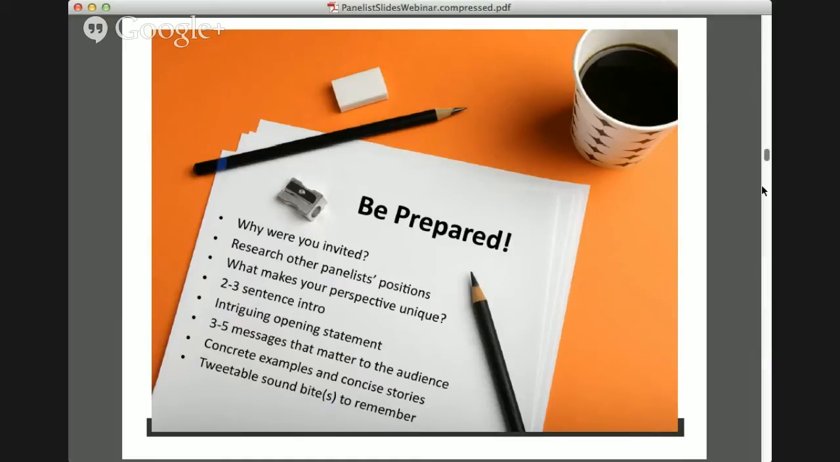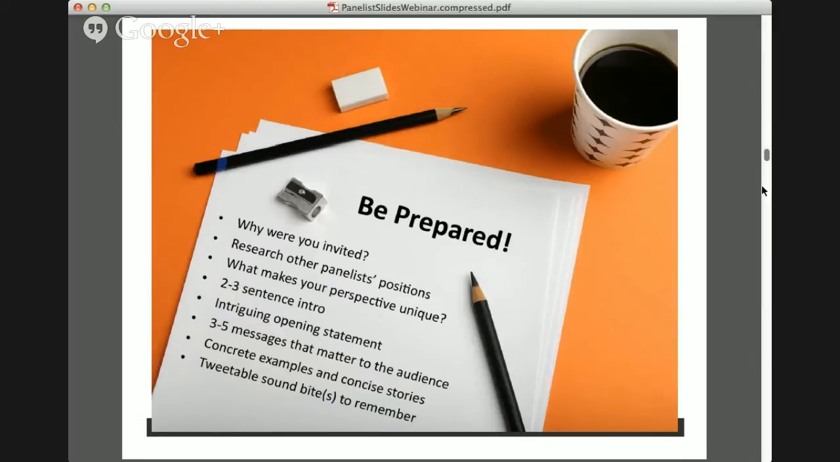Now, one of the things that I like to do is send out an email to the panelists. And as a panel moderator, I like to get a sense for what are the panelists' positions and what makes their perspective unique. And I actually send that to all of the panelists. And I say, please send me your key talking points. What makes your perspective unique? What's your position on this topic? And then also, could you send me a 2 or 3 sentence intro?